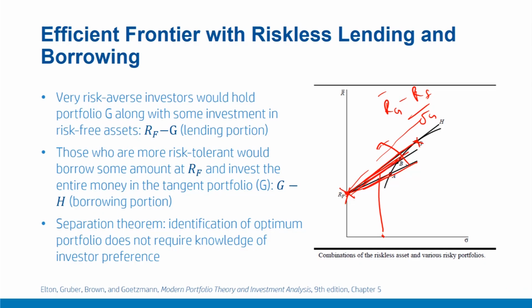Similarly, those investors who are more risk preferring, who would like to take more risk, their portfolio would lie on the segment called borrowing, which is on the right side of G. So they will borrow at this risk-free rate and invest not only their original wealth but this additional borrowed amount also in the portfolio G. So this is one of the very important tenets of the portfolio problem.